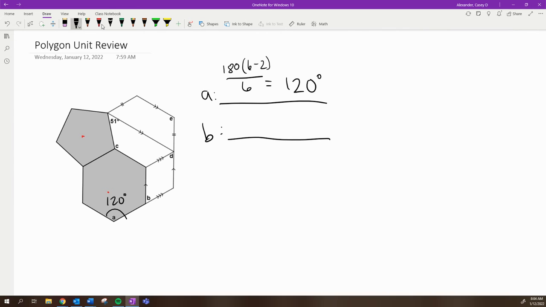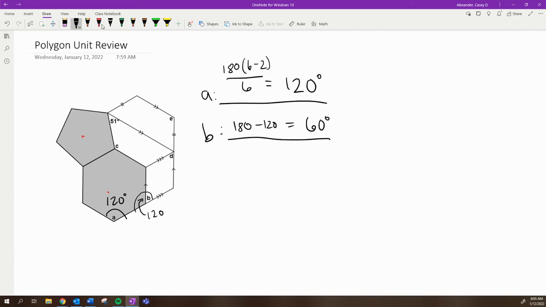At first glance, it seems like maybe there's not enough information to find B, but remember that this is a regular hexagon. So if A is 120, then this angle here is also 120. And we can see that B is a linear pair with that angle. B is also an exterior angle for the polygon. So either way, we could calculate that B is 180 minus 120, or 60 degrees. Okay, so now let's find angle C.